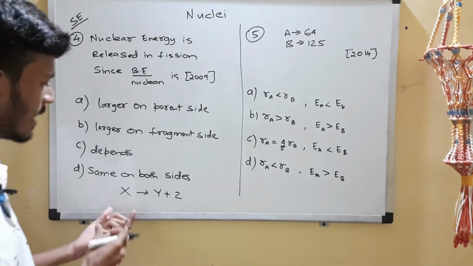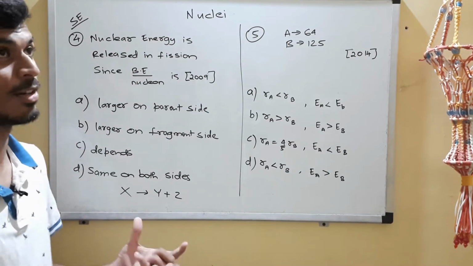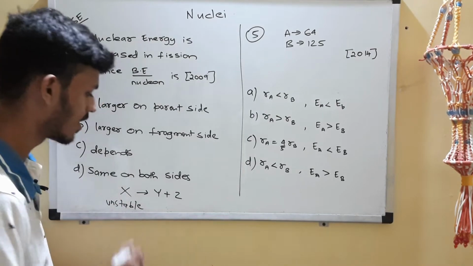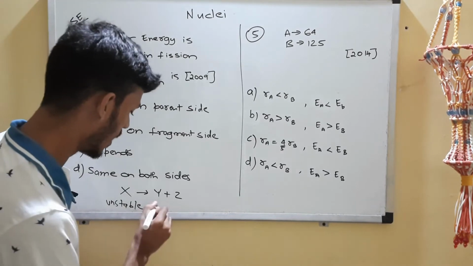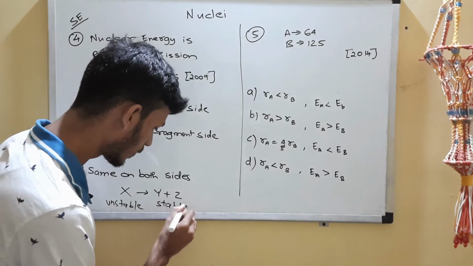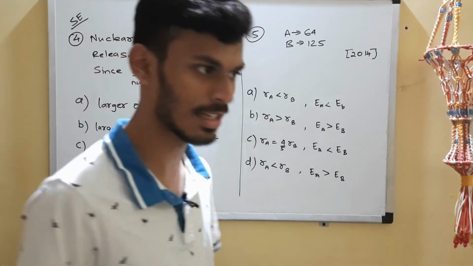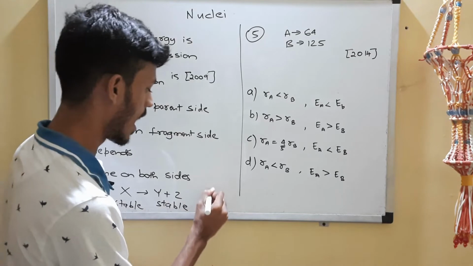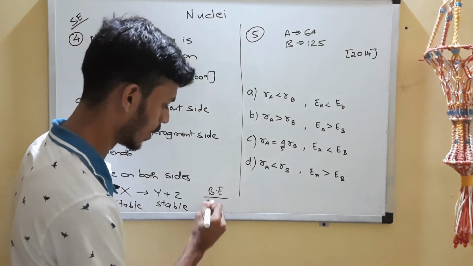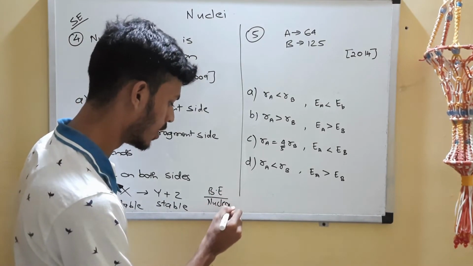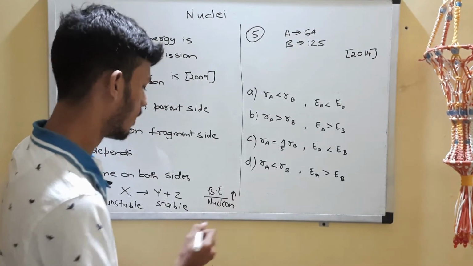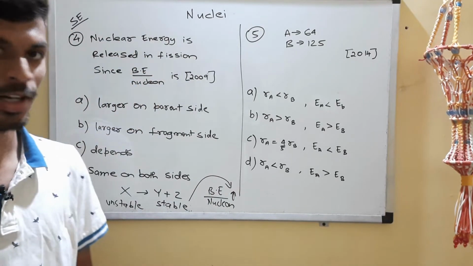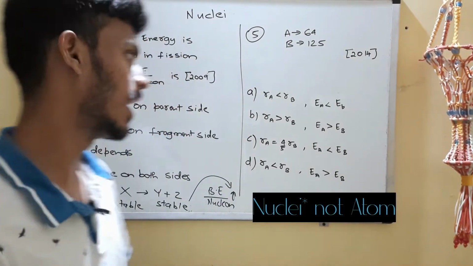Now X decayed because it was unstable, right? It was radioactive, whereas Y and Z are comparatively stable. Now remember one thing from today's discussion, that whenever an atom is stable, it means that it has higher binding energy per nucleon. The binding energy per nucleon is higher for those which are stable.